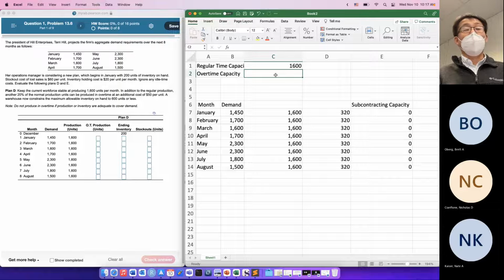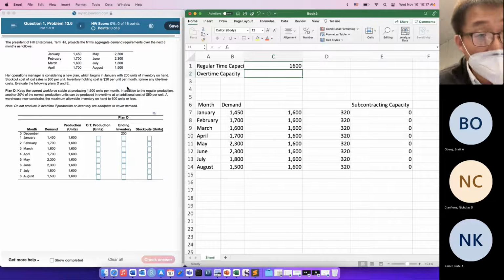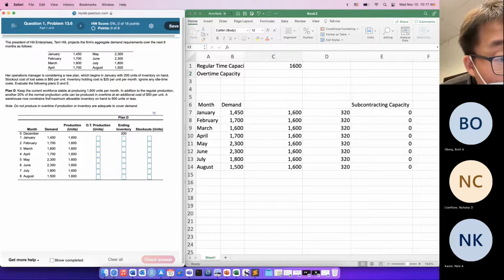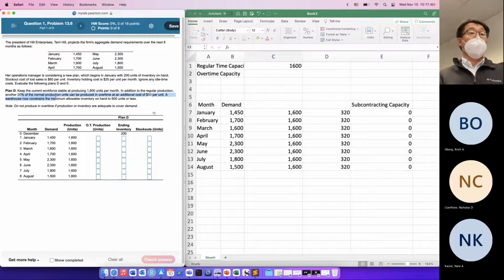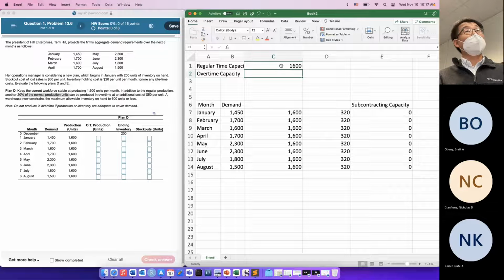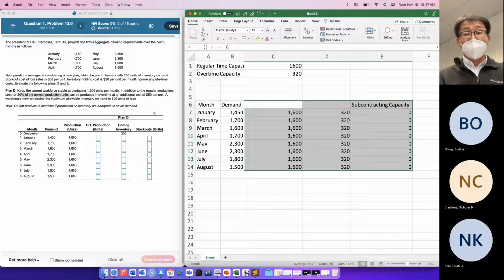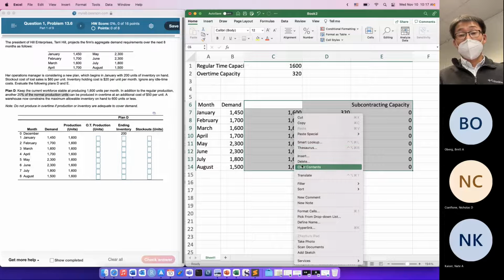the maximum capacity for the overtime is, I believe, 20% of normal production capacity. So since your normal capacity is 1600, 20% of this is going to be 320. Okay, and I don't think subcontracting is relevant for the first one. I'm not sure why this is giving me this, but let's get rid of it.